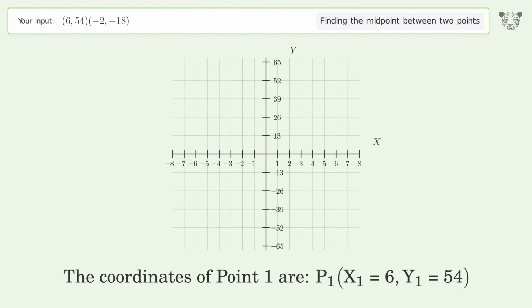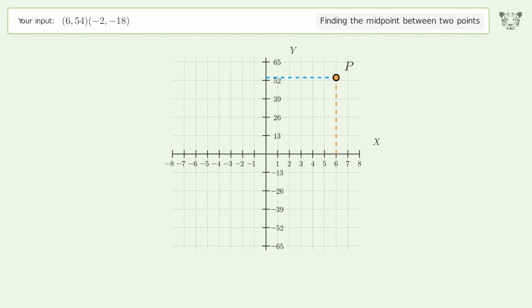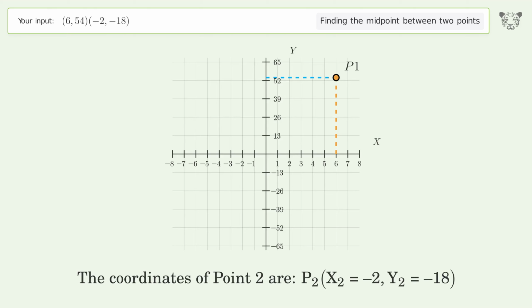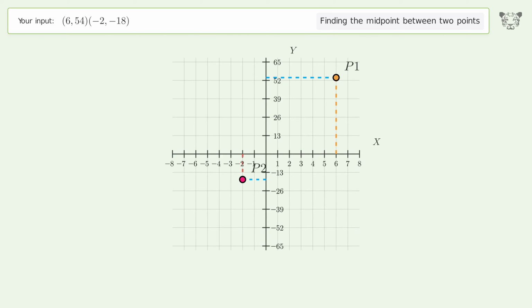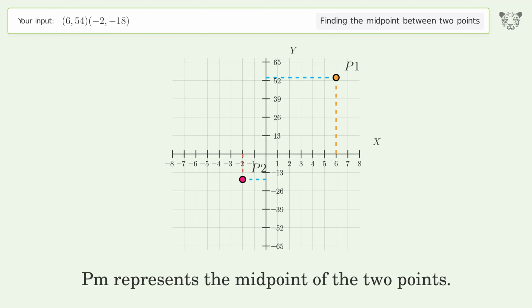The coordinates of point 1 are, x1 equals 6, y1 equals 54. The coordinates of point 2 are, x2 equals -2, y2 equals -18. PM represents the midpoint of the 2 points.